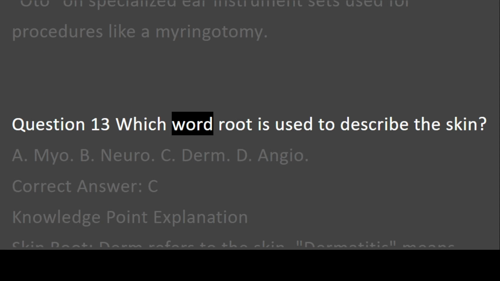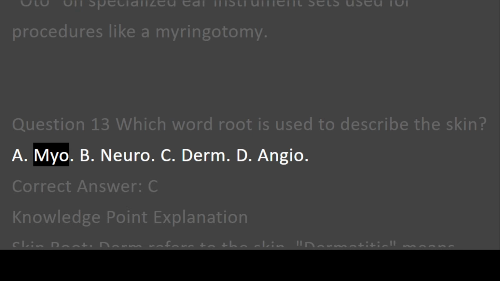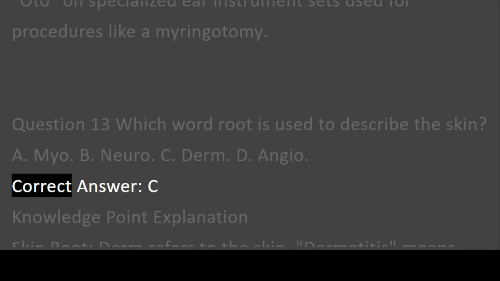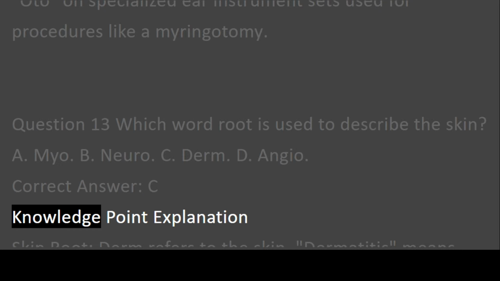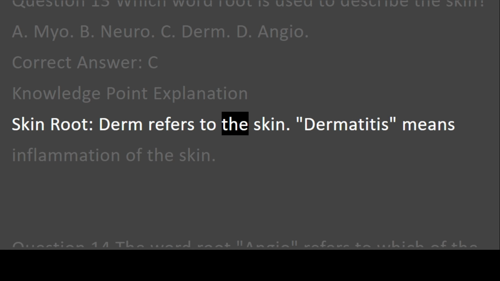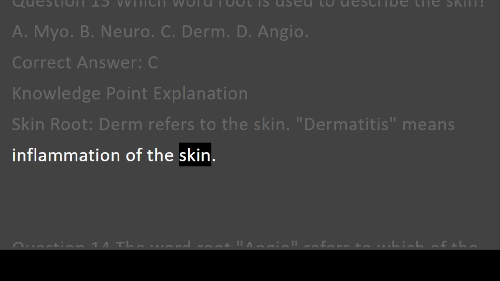Question 13. Which word root is used to describe the skin? A. Myo. B. Neuro. C. Derm. D. Angio. Correct answer, C. Knowledge point explanation. Skin root, derm refers to the skin. Dermatitis means inflammation of the skin.